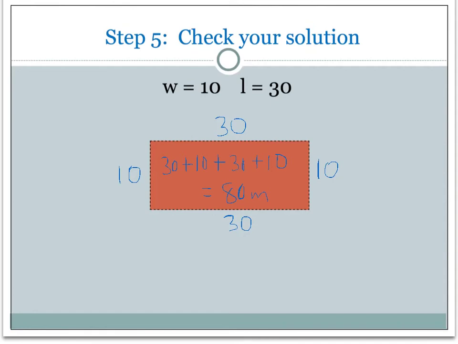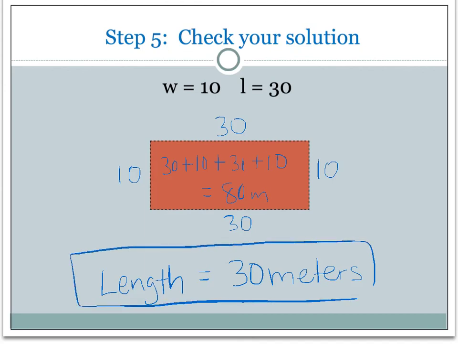And so we can say the answer. Remember, they were looking for the length, so the length of the rectangle that they gave us is equal to 30 meters. And we have now solved the word problem involving perimeter of a rectangle. Go ahead and try some on your own.